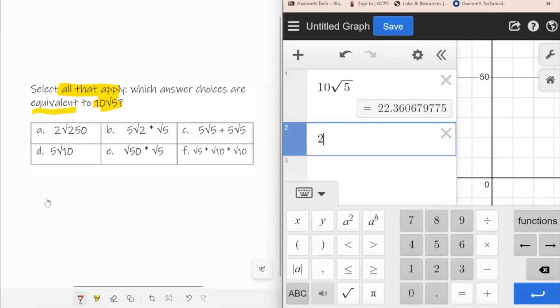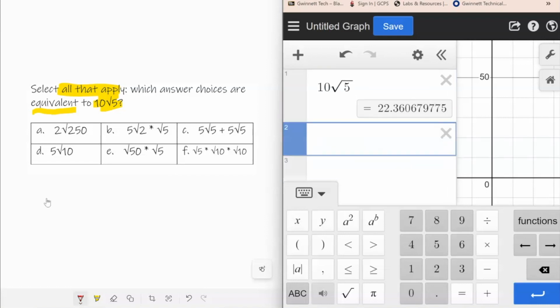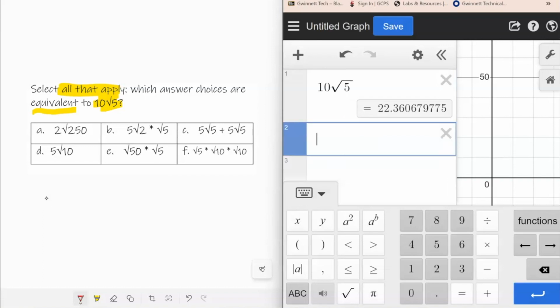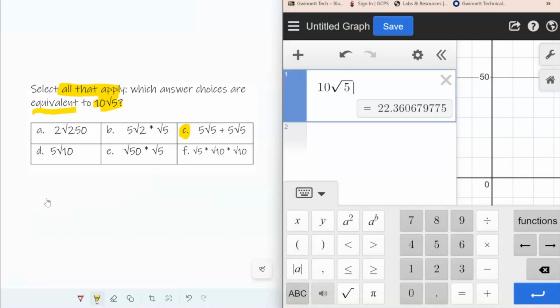So the first one is 2 radical 250. Oops, 250. Does that look the same as this? It does not, so that one does not work. We're going to check B. B is 5 radical 2 times radical 5. Do those match? They do not, so B is not it. So on to C, 5 radical 5 plus 5 radical 5. Okay, this matches. So C is one of the answer choices, but remember, it's select all that apply, which means there are additional answer choices. So we're going to keep going.